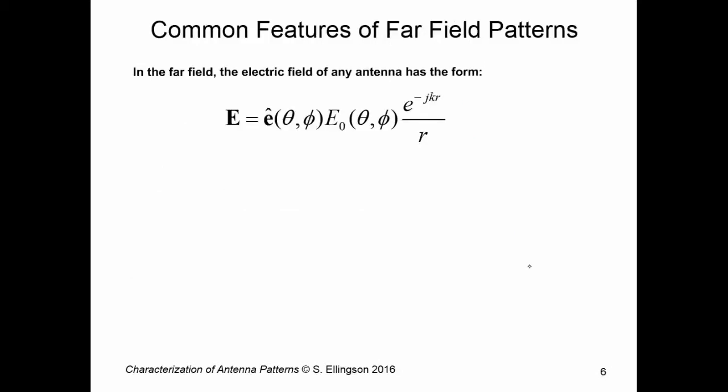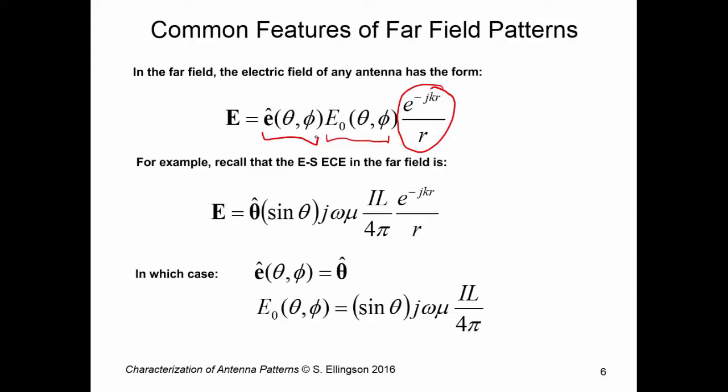In order to do this, I want to show you a generic way to talk about the pattern of an antenna or a current distribution which is clustered around the origin of a coordinate system. If we have that, and we're in the far field, then the electric field can always be written in this form. Here's your spherical wave. There is some function of theta and phi, which I've called E sub naught, which is a complex valued thing, and then a unit vector, which is simply the direction in which the electric field vector points.